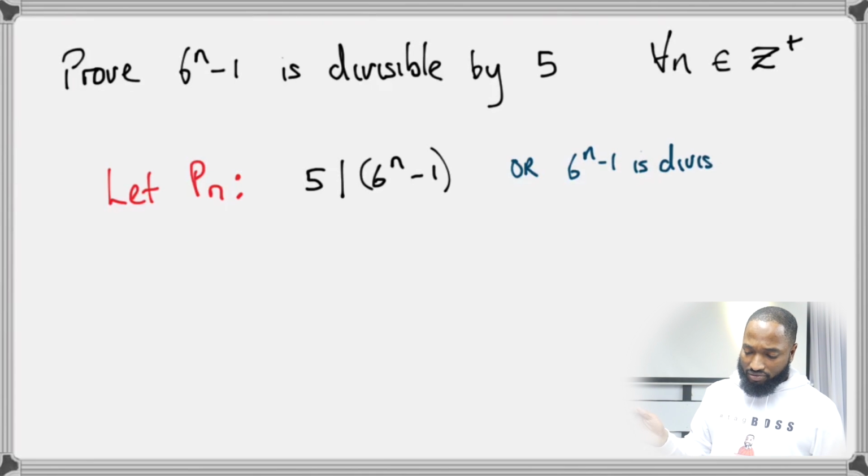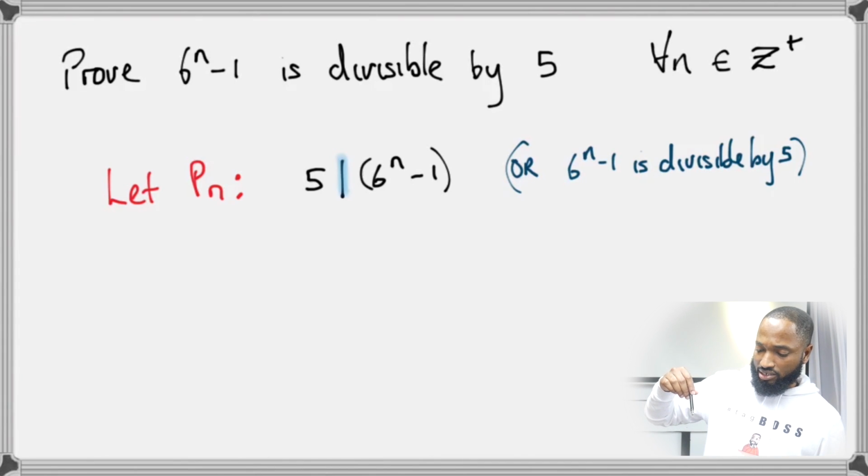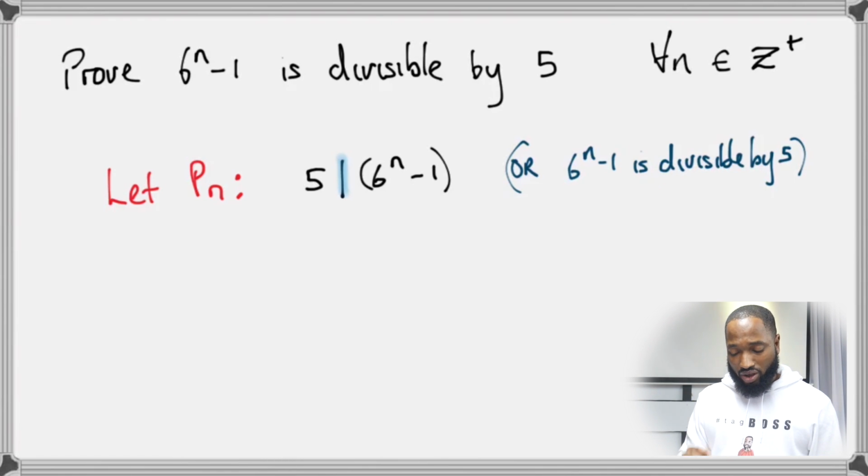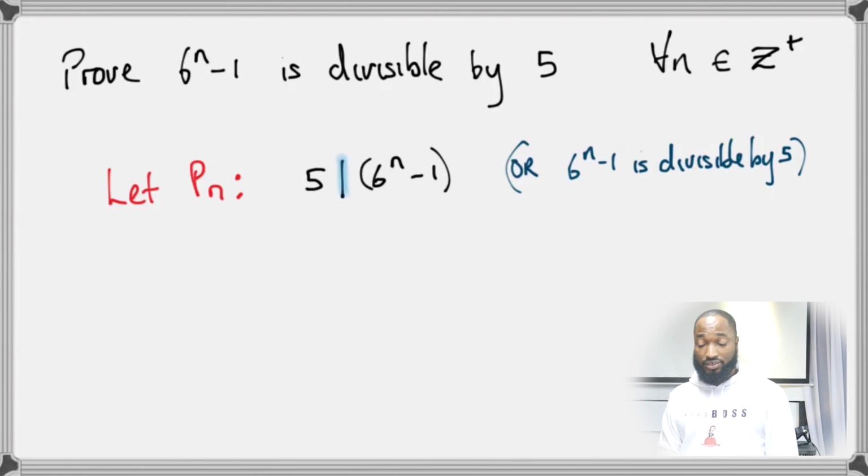Some textbooks will have you write that 6 to the power of n minus 1 is divisible by 5. That takes up time, and this is about time. You could go ahead and just use this little symbol here. Nobody will penalize you for that. That's supposed to be understood.